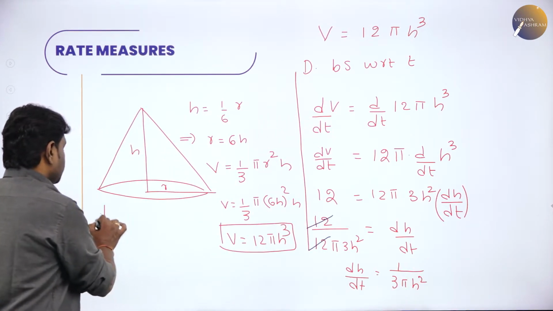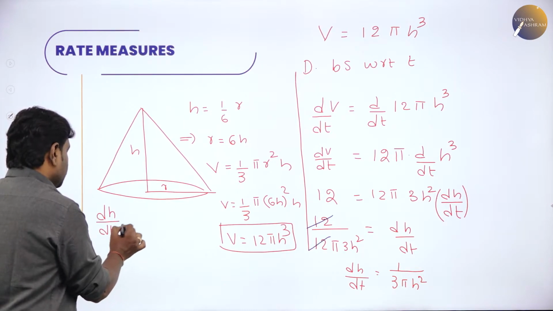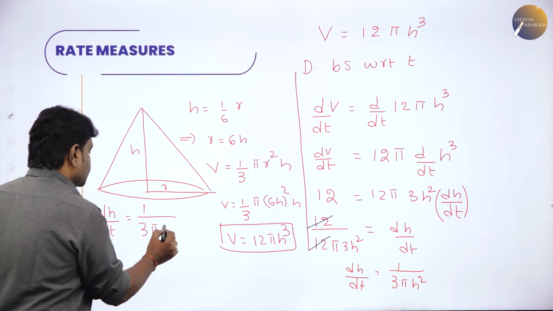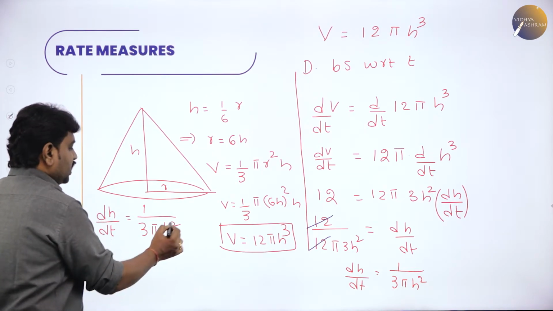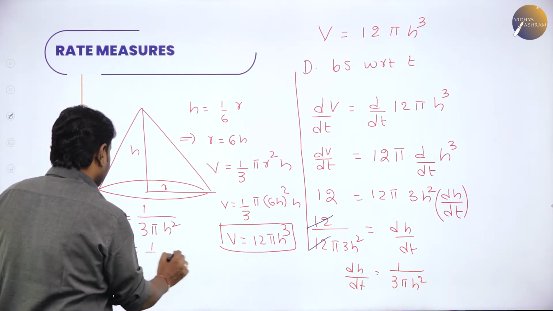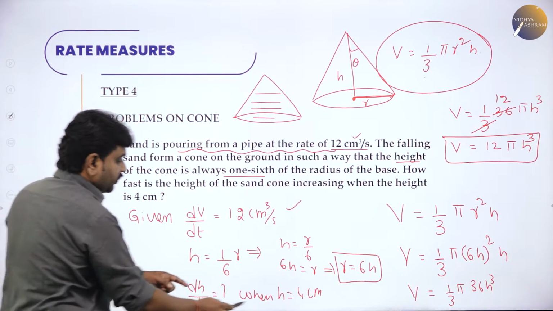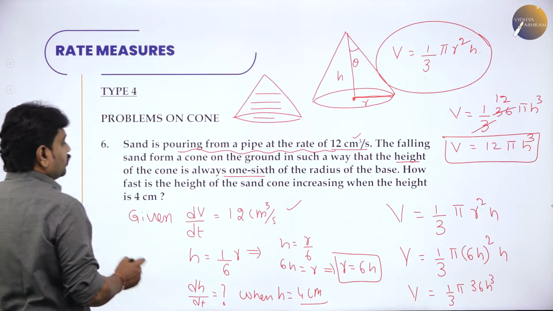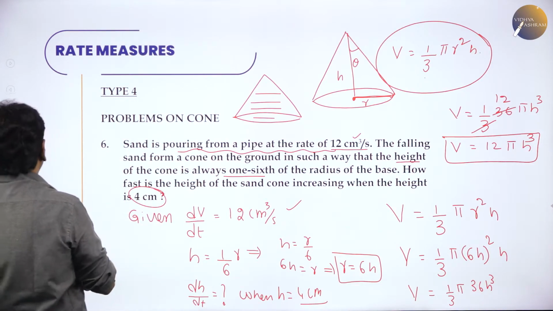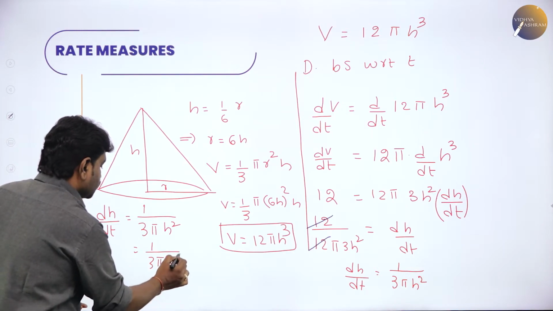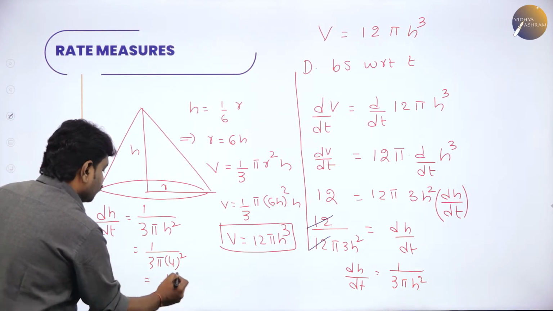So what is dh by dt, my dear students? dh by dt is 1/3 pi h square, and height varies in meter per second. 1/3 pi h is also given. When you read, they want the rate of change of height when h is 4 centimeter. In the problem they told when h is what? 4 centimeter. So in the place of h put what? 4 square.